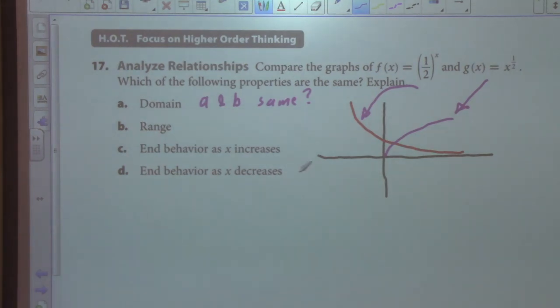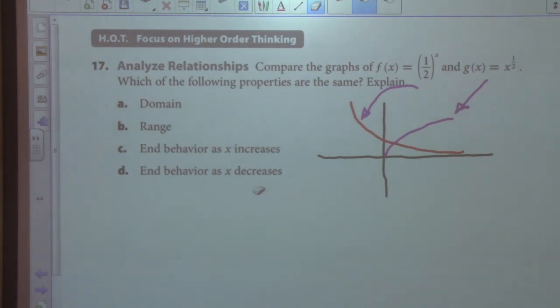So which one is range? Is the range the same? No, it's not. End behavior as x increases, is that the same? No, it's not. It's the other one. End behavior as x decreases. Yeah, that's the one. No, it's not. None of them are the same. So none of these are the same.